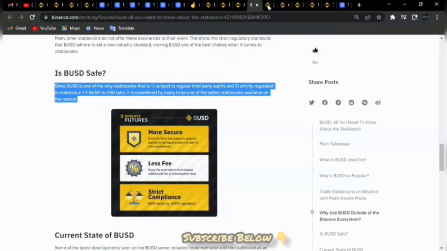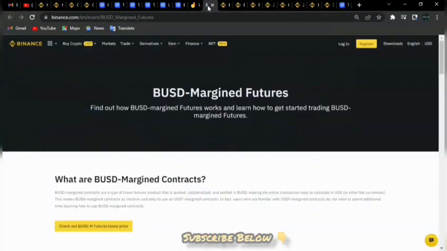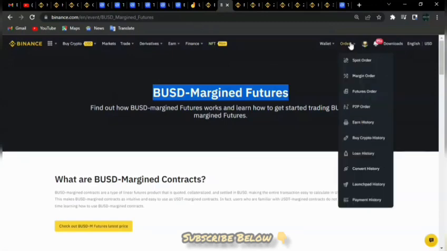Now, this being said, we're going to just go over to the Binance platform, so you see how to get started. Once you're done with all the necessary registrations and everything you need to do, we're currently logged into our Binance account already.